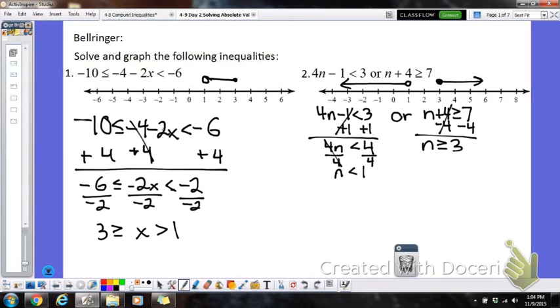So here are the solutions to each of the problems. Number 1 is 3 is greater than or equal to x, which is greater than 1. And when we graph that, we have an open circle at 1, closed at 3, and shade in between. Number 2 is n is less than 1 or n is greater than or equal to 3. We'll have an open circle at 1, shade to the left, and a closed circle at 3 and shading to the right.